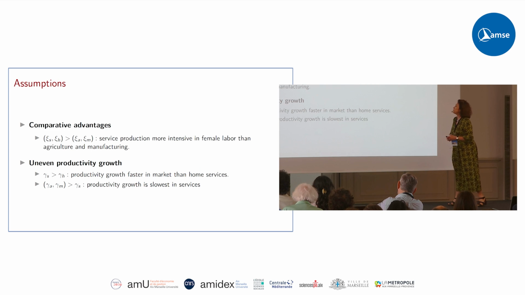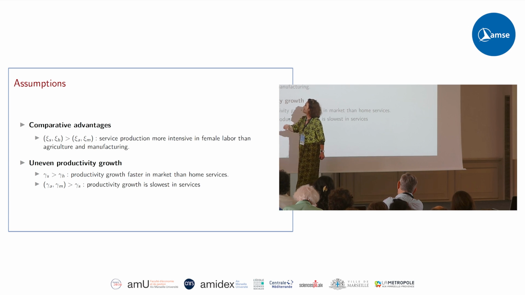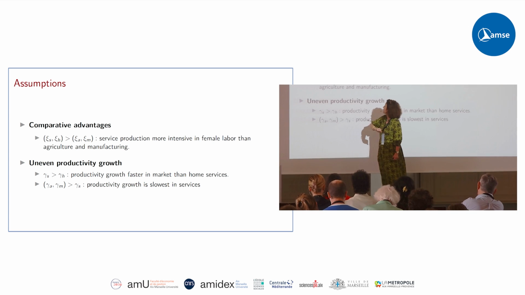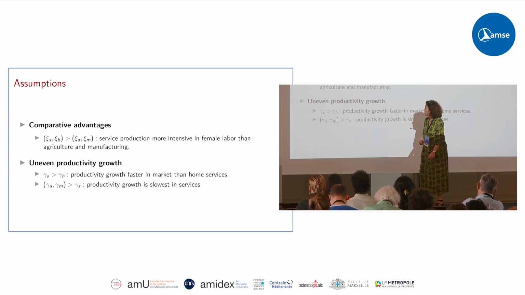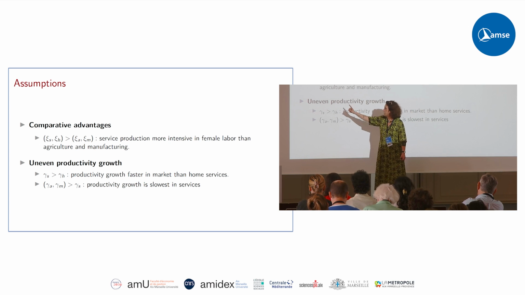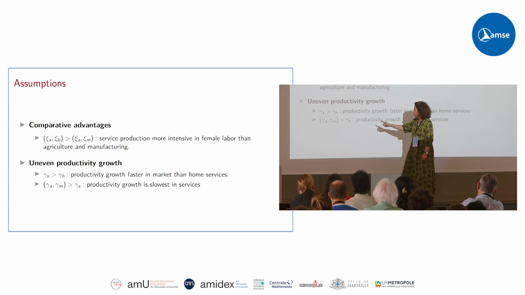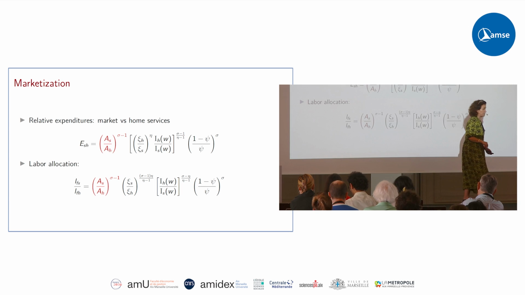Now, just to state the assumptions formally, the comparative advantage assumption means that the gender intensity in home and market services is higher than in manufacturing and agriculture. And then productivity growth is higher in market services than in home services because of economies of scale and technology adoption. But in services, market services productivity growth is lower than both in agriculture and manufacturing. And we will have data on that.